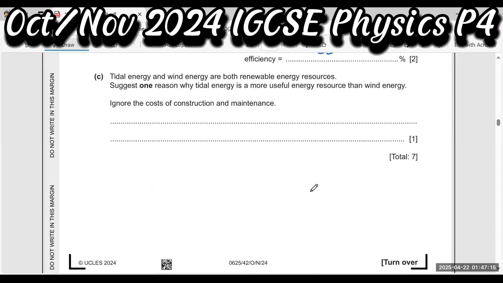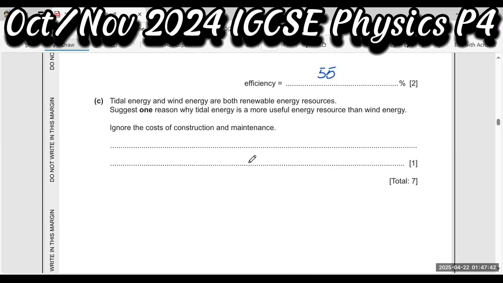efficiency. Tidal energy and wind energy are both renewable energy resources which can be reused again and again, which cannot be vanished. So just one reason why tidal energy is more useful than the wind energy. Ignore the cost, construction and maintenance. Tidal energy is very reliable. Sometimes we cannot get wind properly, so tidal energy is more reliable. So you get 7 marks for this question.